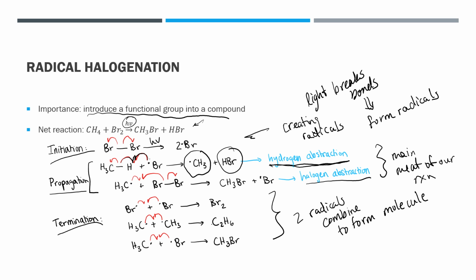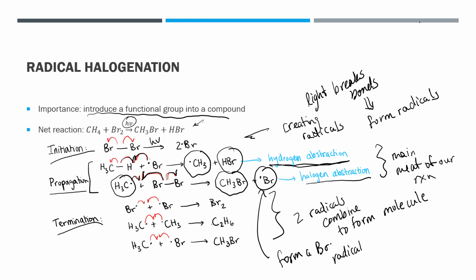And lastly, in our propagation step, we have a halogen abstraction. Our methyl radical forms a bond with our bromine. It's yanking off a bromine. We have a Br2, and it's going to yank off a bromine. That's going to form our CH3Br, and then the other electron from our Br-Br bond is going to go to the bromine radical and form another bromine radical. So you can see something about this. In our second propagation step, this is important, we form a bromine radical.